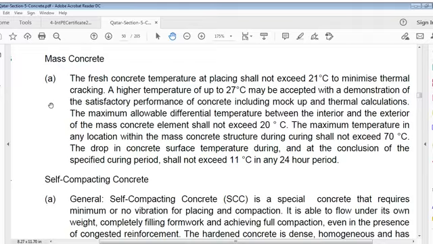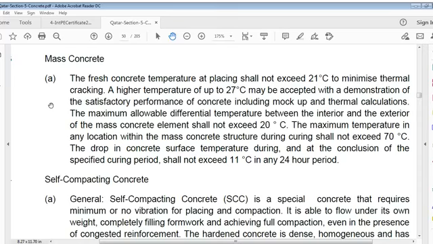A higher temperature of up to 27 degrees Celsius may be accepted with a demonstration of satisfactory performance of concrete, including mock-up, meaning test, site test, and thermal calculations. Maximum allowable differential temperature between interior and exterior of a mass concrete element shall not exceed 20 degrees Celsius. This is very important, mind it. These temperatures are very important for very heavy foundations or very heavy structures.